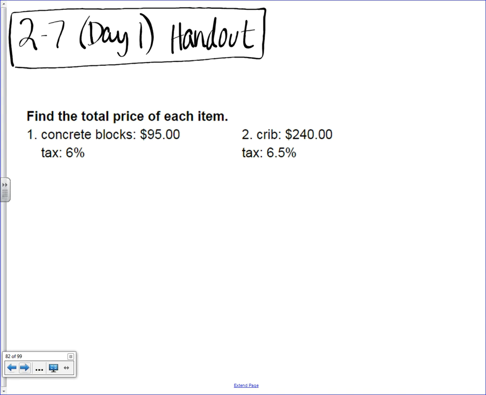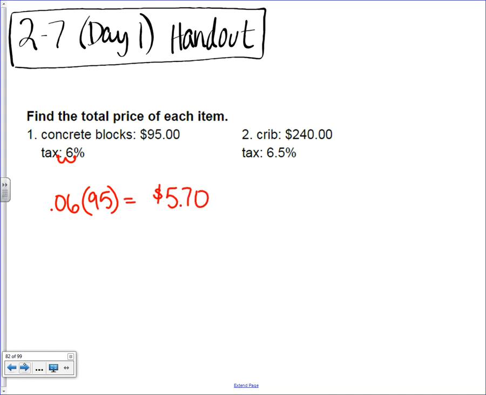If you are being taxed, that is going to add on to the price of your item. So these concrete blocks are not just going to cost me $95. I have to pay an additional 6%. Now, there's 2 ways you can do this, folks. First of all, take your 6%, and I can't leave this as a regular 6%. I have to move my decimal place 2 spots because percents are always out of 100, and 100 has 2 zeros. So we move that decimal place twice and it'll be 0.06 times $95.